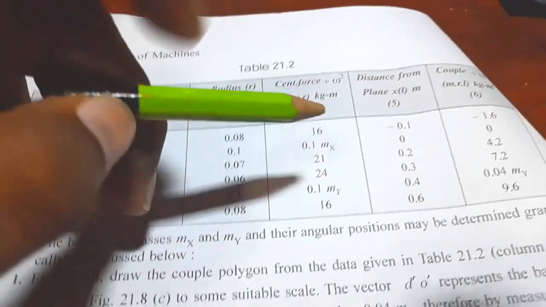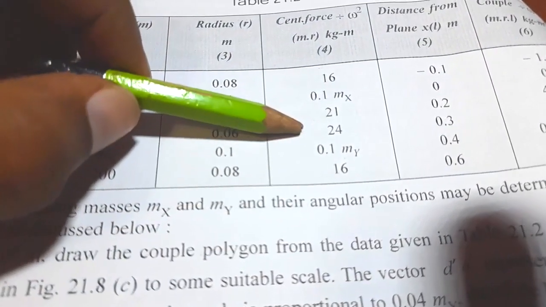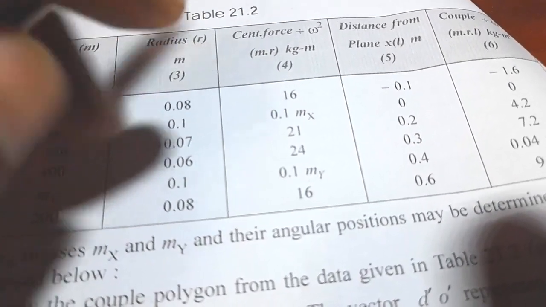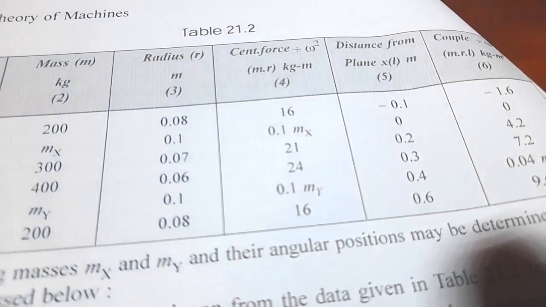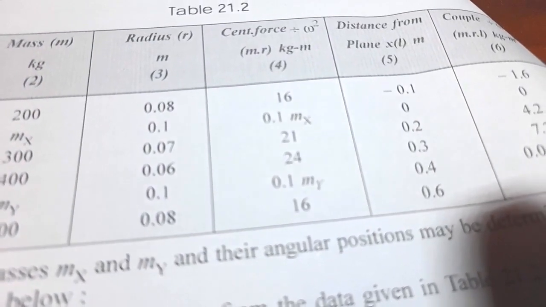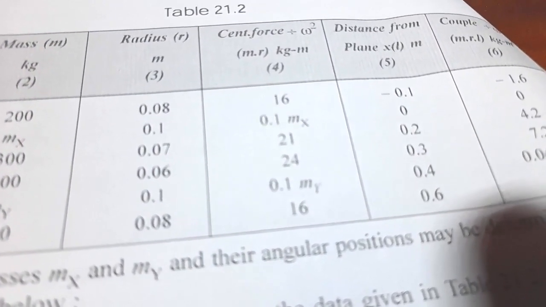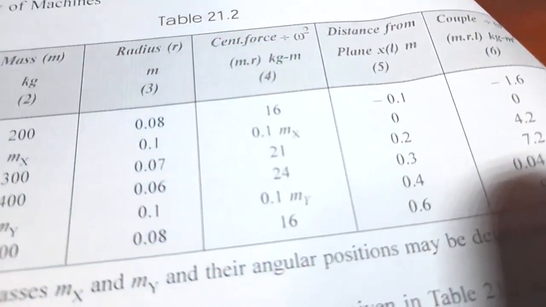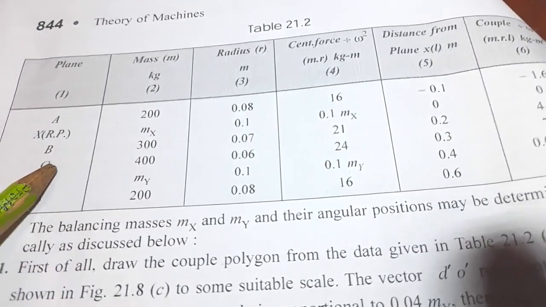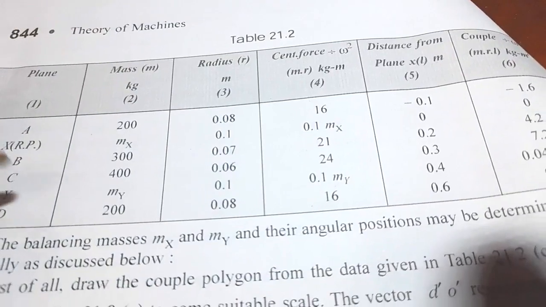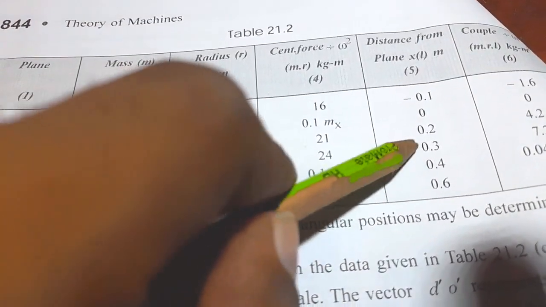So like that, now you know how you can obtain this table. And then when considering the dynamic balance, that is the balancing of couples, we have to balance the couples also, due to the masses that are kept at several planes. So for that you need to find the distance to the respective plane from the reference plane. Now we consider the plane x as the reference plane, so the distance from the reference plane to itself is 0.